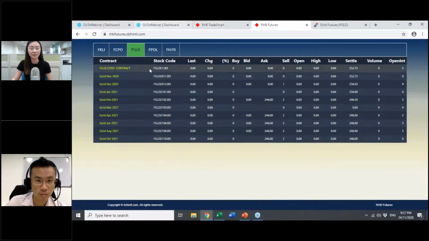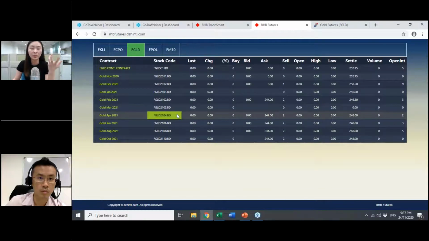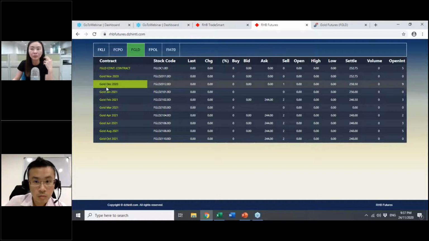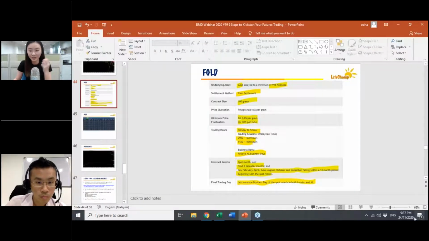Okay. So basically, you log into your broker website, and you can check all the contracts available. You don't have to remember what contracts you can trade. You actually go in and check. You will see. No need to remember. Like for gold, this one.